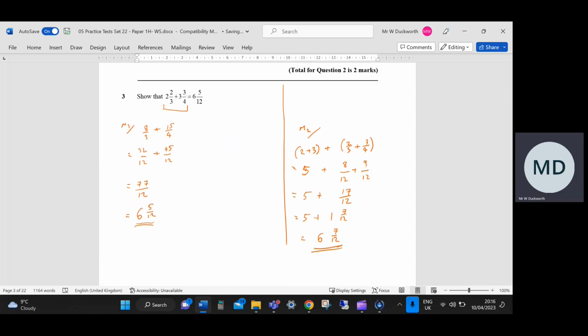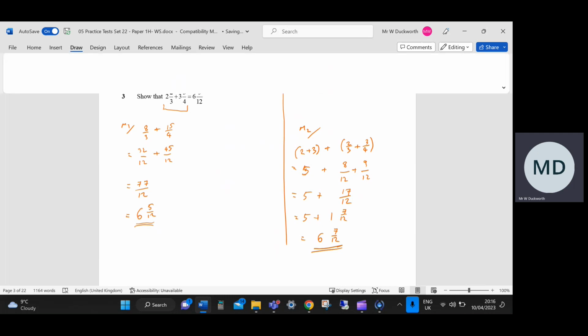Okay, second method, all it does really is it means that we don't need to do the more complicated multiplication of 8 times by 4 and then 15 times by 3, and then how many times does 12 go into 77? It saves on those questions slightly.